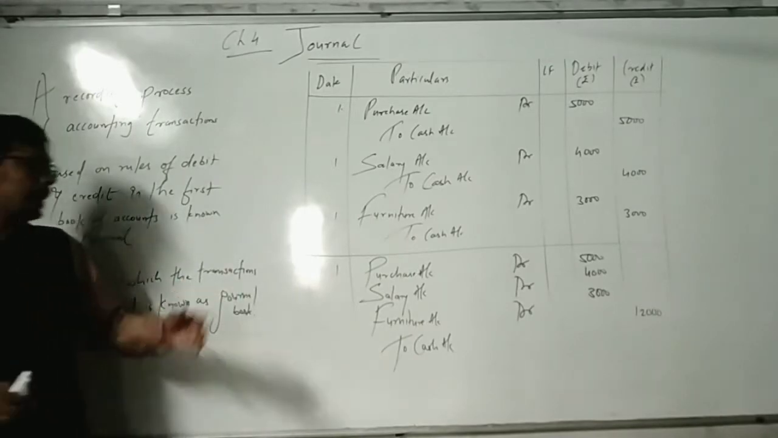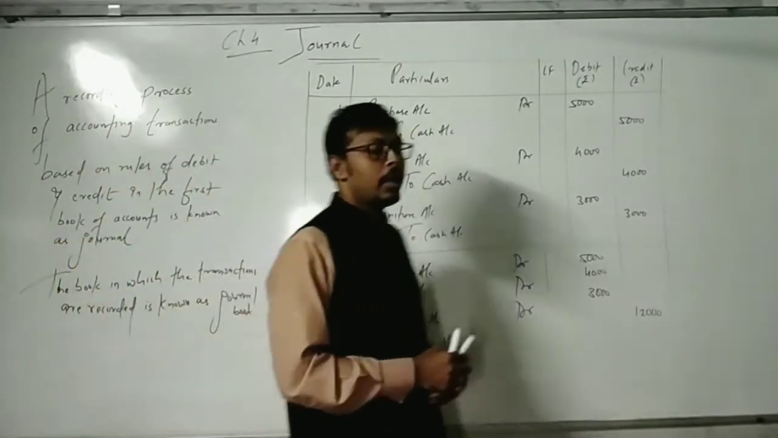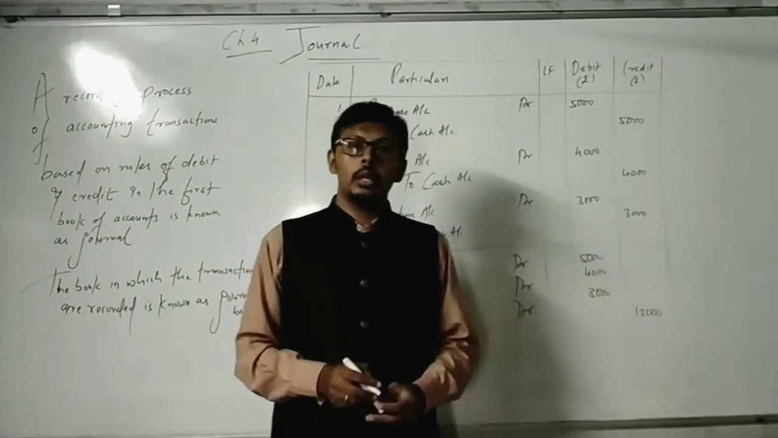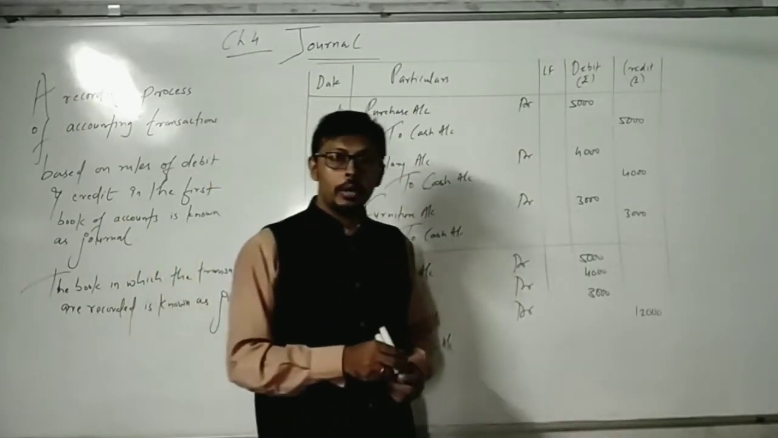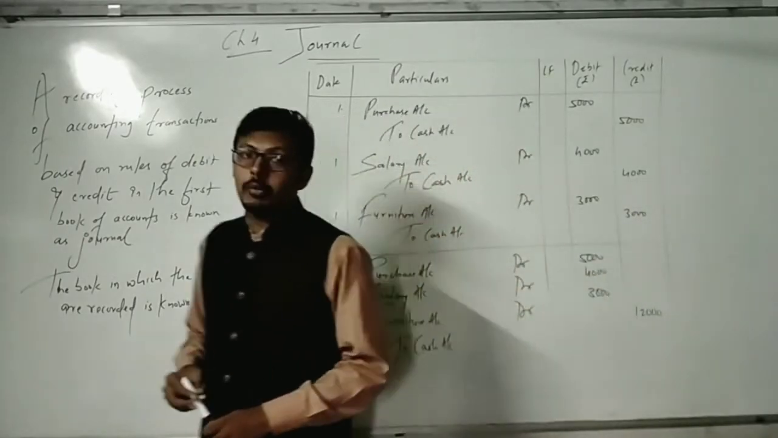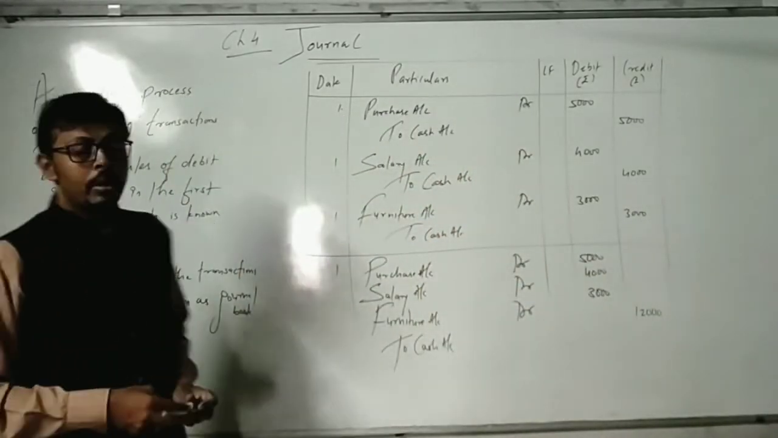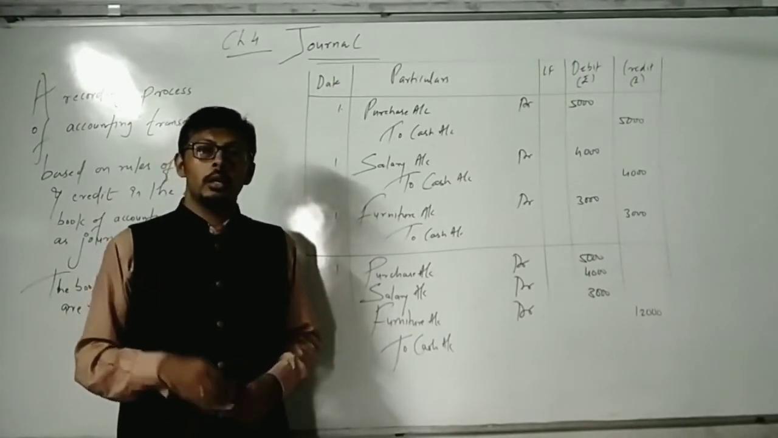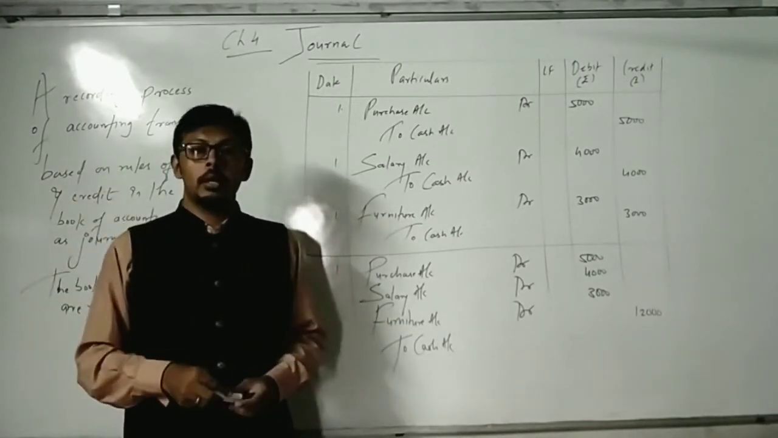So we call this a combined entry. Okay, so we'll be learning about the combined entry. Simple entries we have already seen. Then after this combined entry we will be learning about trade discount and cash discount, when to give and when not to give. So slowly, gradually, step by step, we'll be learning.